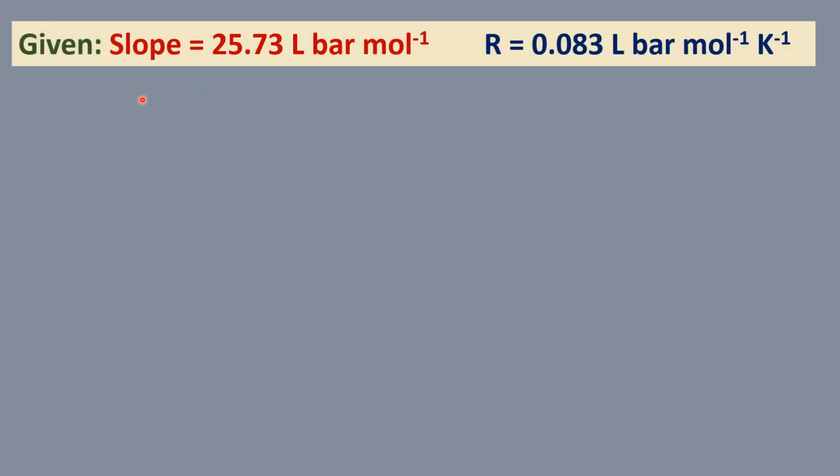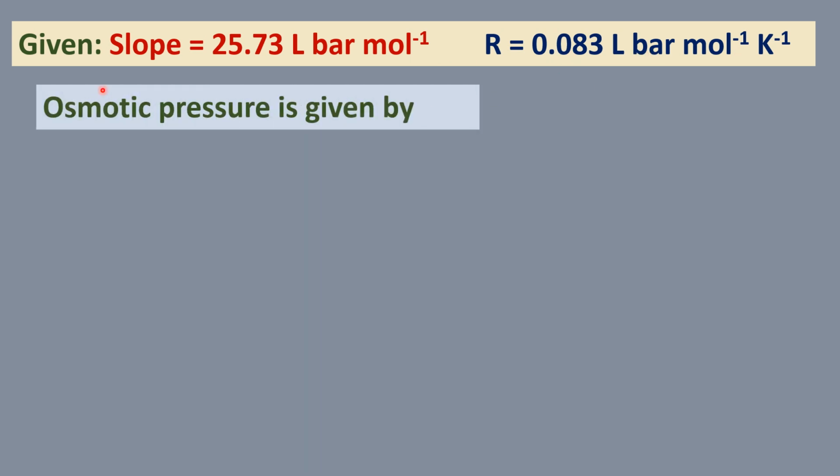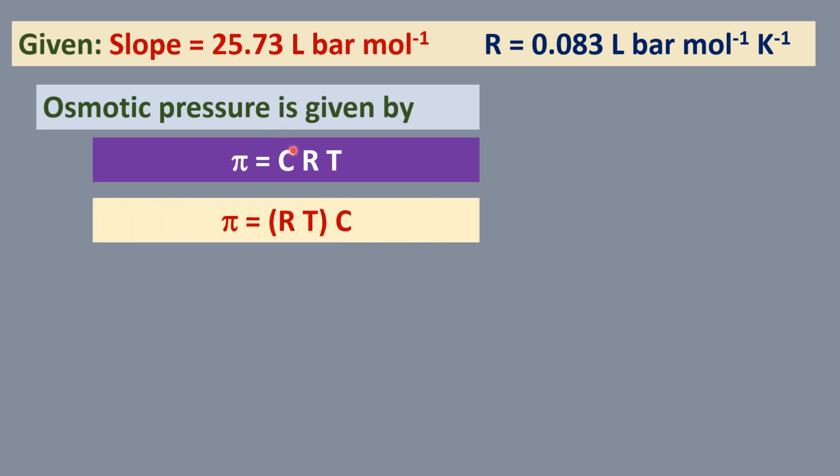In this problem, they have given slope equal to 25.7 L bar mole inverse, and R equal to this. They have plotted osmotic pressure versus concentration. So the osmotic pressure is given by pi equal to CRT, where pi is osmotic pressure, C is the concentration in moles per liter, R is the molar gas constant, given here, and T is the temperature at which the experiment is carried out.